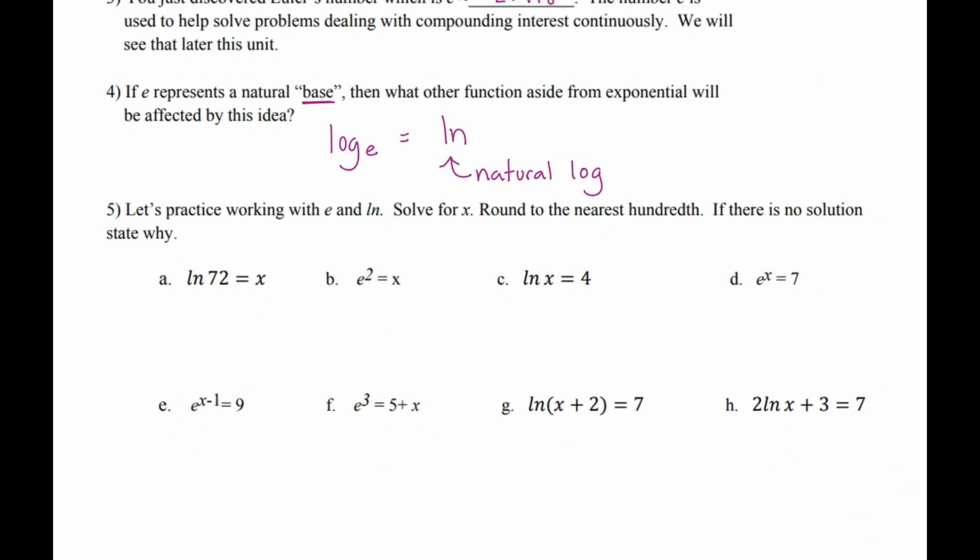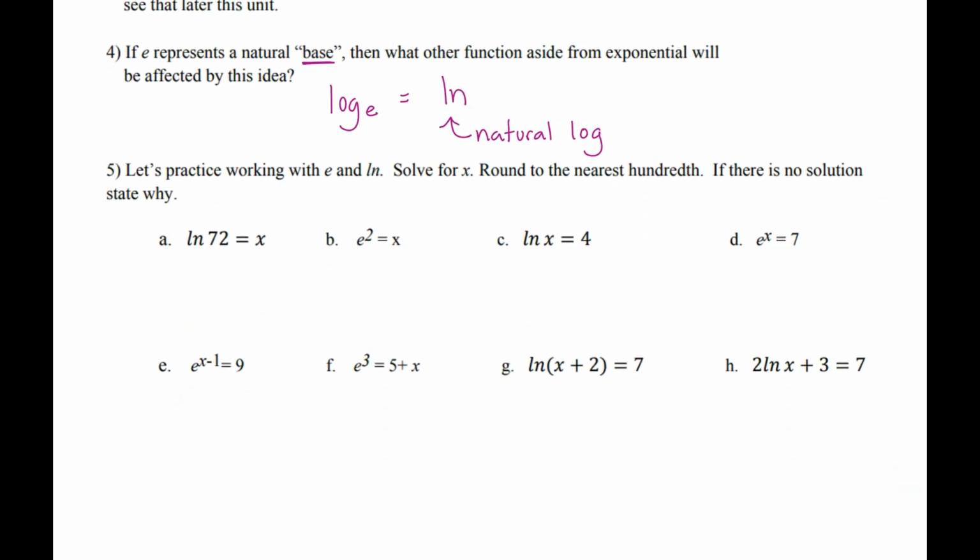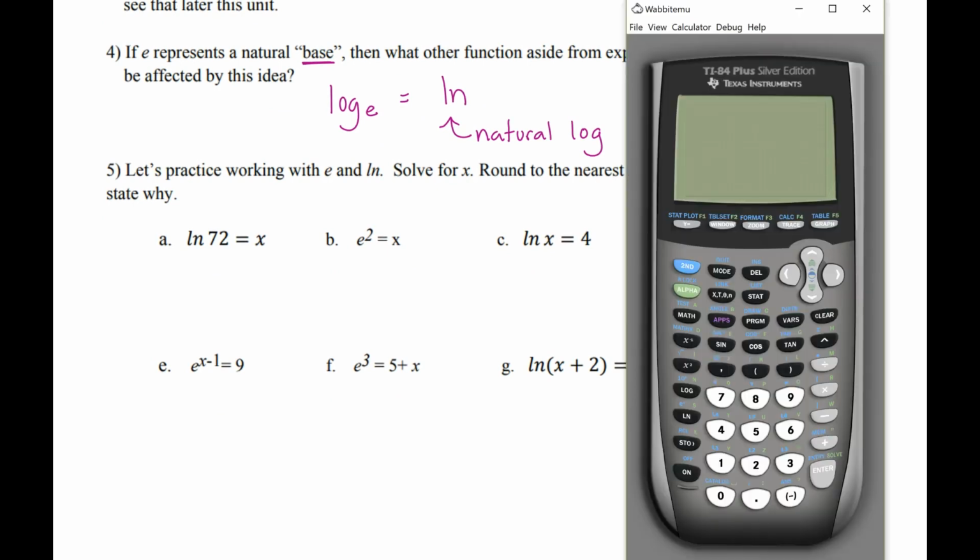So let's try a few. We have to have our calculators. Now, this has ln of 72 equals x. How do you think we can solve for x? Log base e of 72. So either we can literally put log base e in our calculator, or we just learned log base e is the same thing as ln, which we have here.